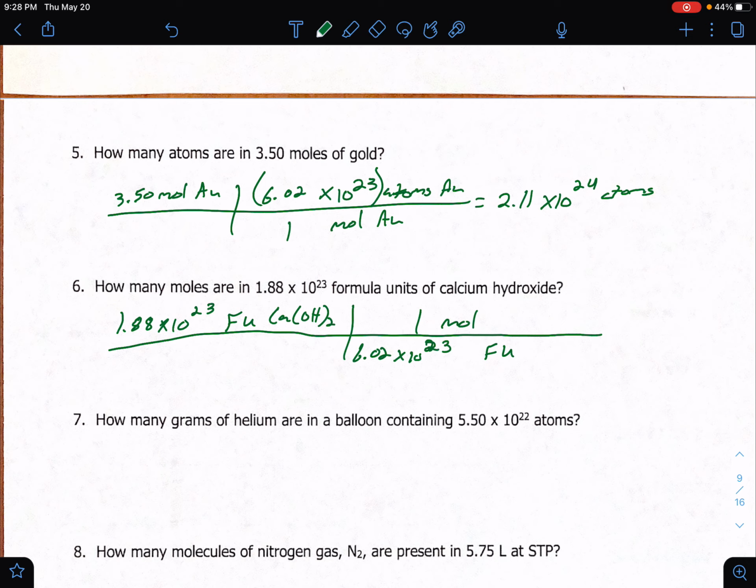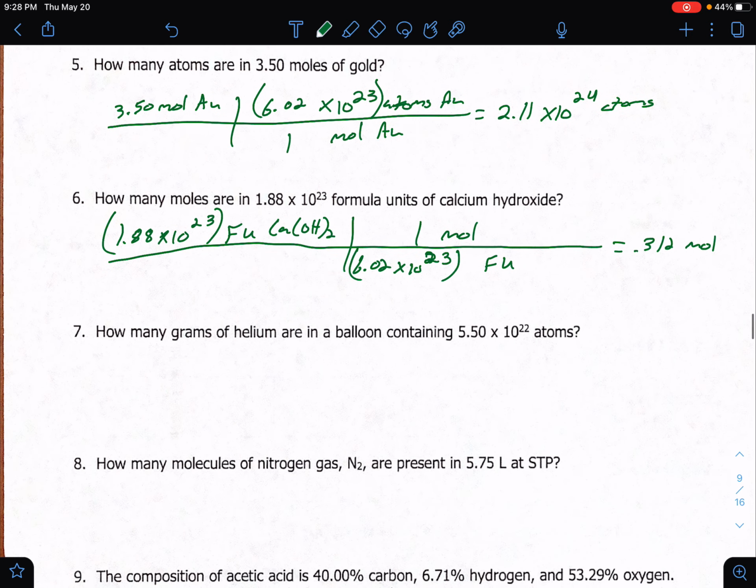23rd formula units. So this is what I mean by keeping things in parentheses. It kind of helps tidy things up. Because if you were to take this 1.88 times 10 to the 23rd and divide it by 6.02 times 10 to the 23rd, sometimes your calculator can get confused on order of operations and give you the wrong number. So your number should come out to be 0.312 moles.